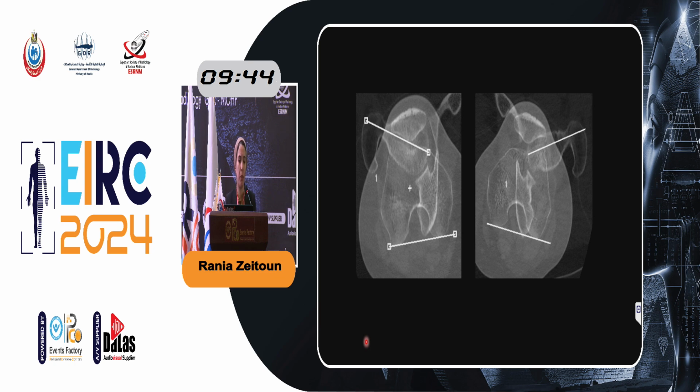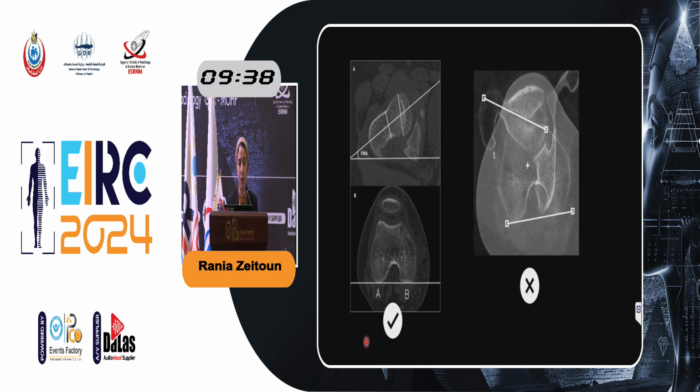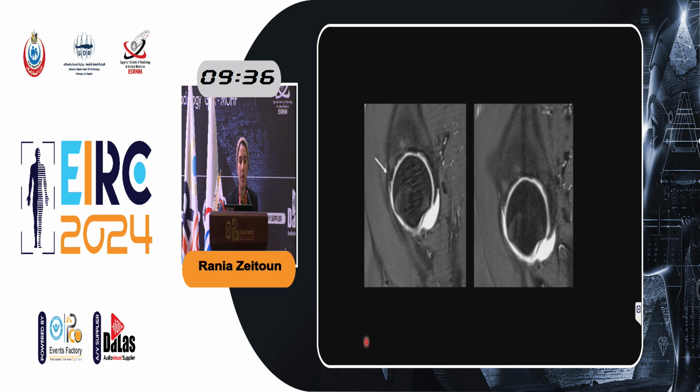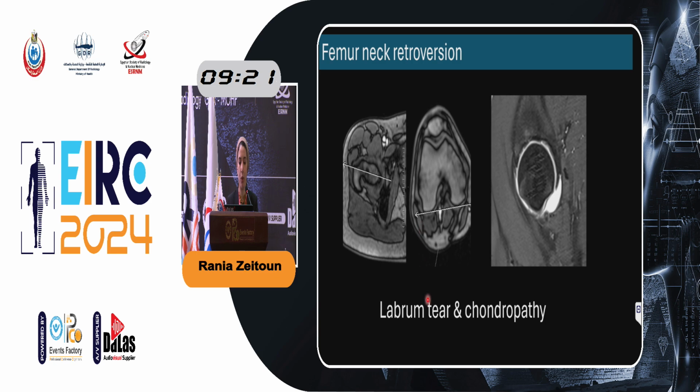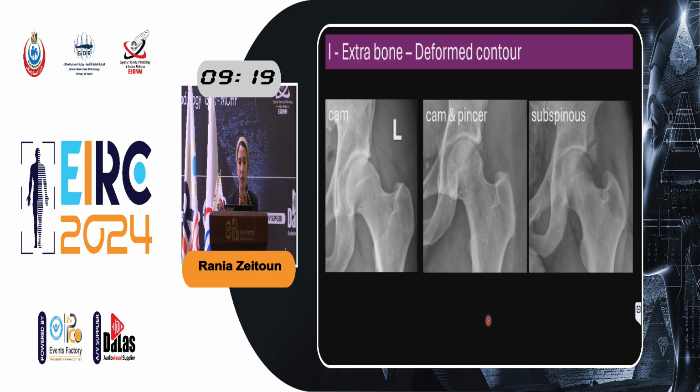We have an example of a patient who had a reduction of the femur neck anteversion. Actually, it was reversed, so it was in a retroversion. And this is the arthrography of the same patient. You can see the labrum markedly thinned, irregular, diminutive. So this is a chronic labrum tear. There is extensive denudation and fissuring of the cartilage lining. So femur neck retroversion, labrum tear, and chondropathy.